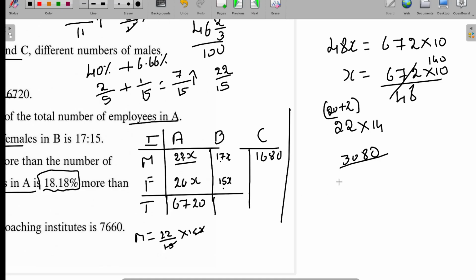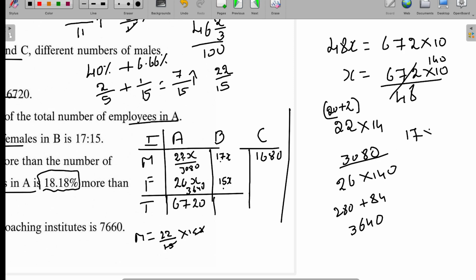3080. Then 26 into 14. How to multiply 26 by 14? That is 280 plus 84, because 20 into 14 is 280, and 6 into 14 is 84. 280 plus 84 will be 364, and a 0. Why 0? Because it should be 140. So that's why 3640. So this is 3080, and this is 3640.